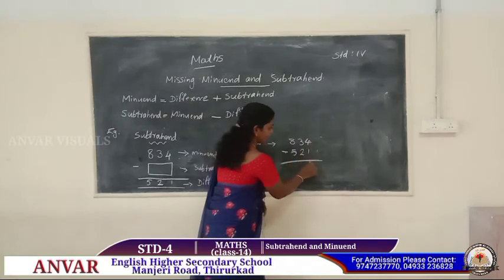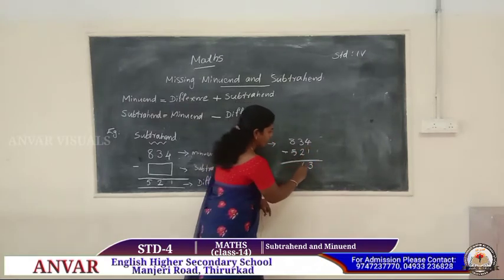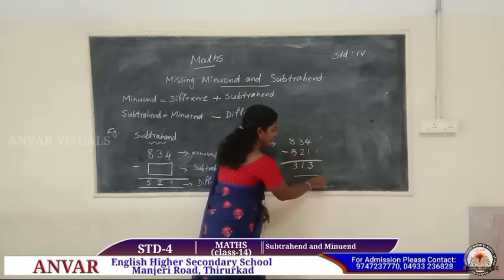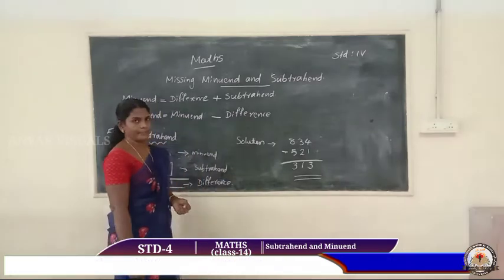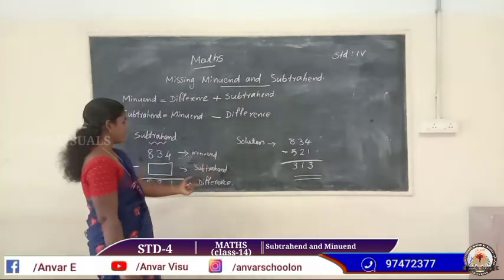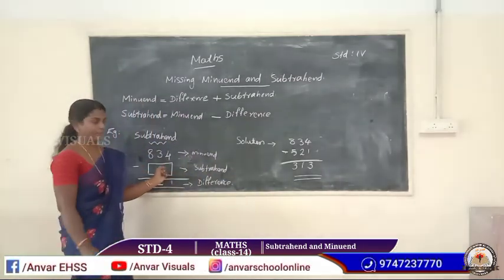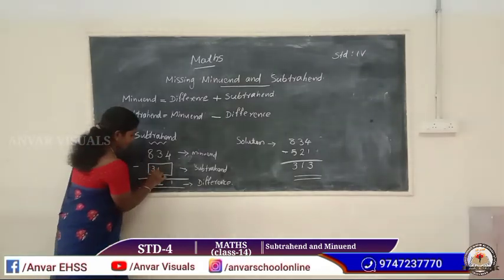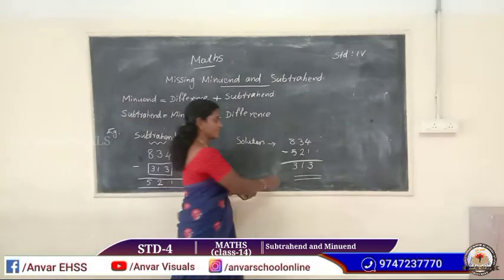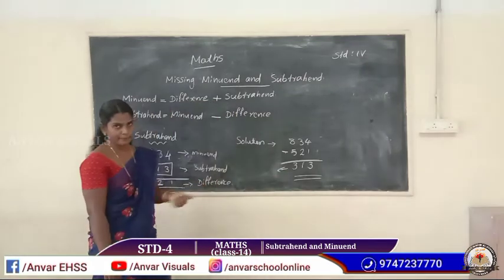4 minus 1 is 3. 3 minus 2 is 1. 8 minus 5 is 3. Here the answer is 313. So we got the subtrahend, 313. This is the answer for the subtrahend.